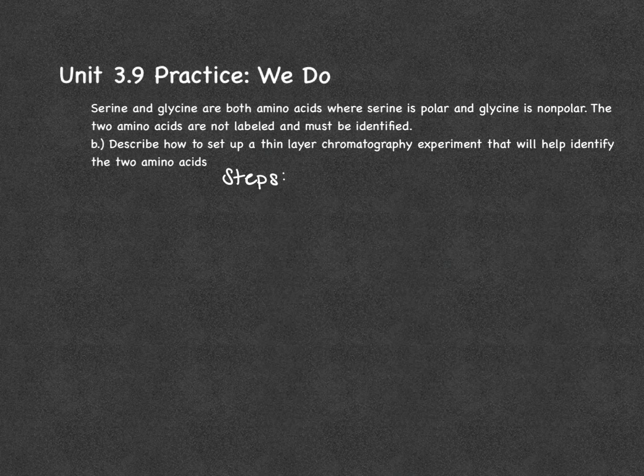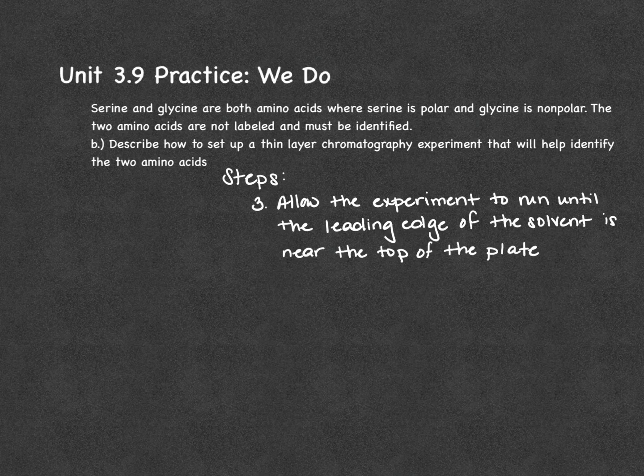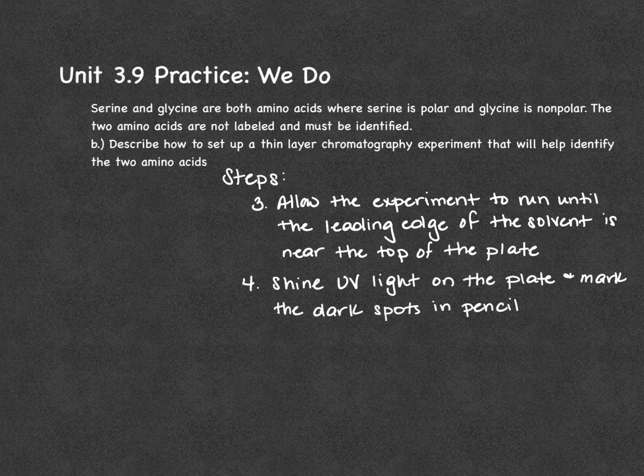For step 3, we're going to allow time to pass until the leading edge of the solvent is near the top. We're not going to allow it to go all the way to the top of our plate. And then for step number 4, we're going to shine our UV light onto our sheet and mark in pencil the dark spots that would indicate our separation. And then finally, that finishes the actual thin layer chromatography experiment. So everything from here would be analysis, but worth mentioning the analysis part because experiments are kind of useless without analysis.